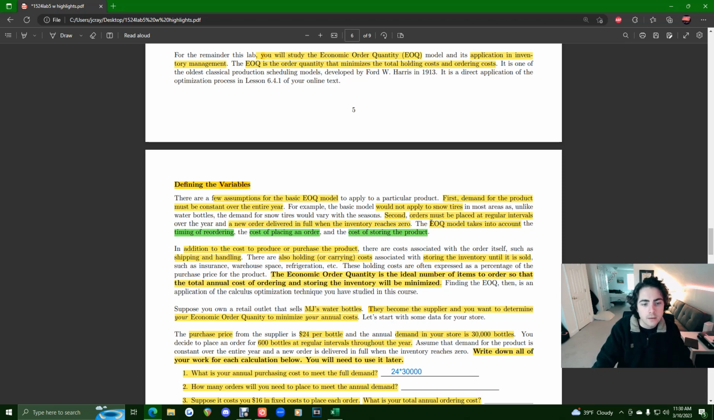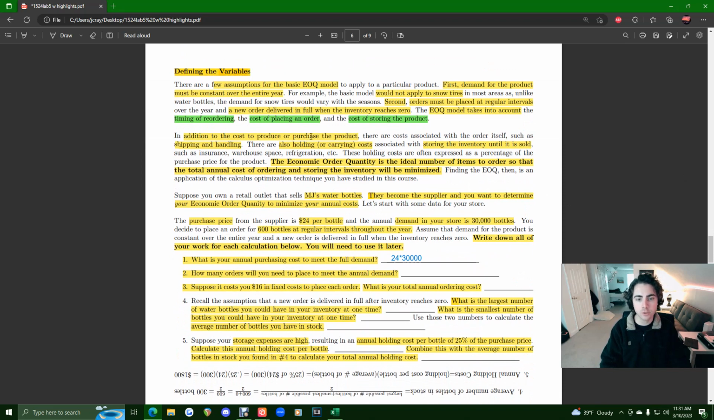Okay. EOQ takes into account time of reordering, cost of placing an order, and the cost of storing the product. In addition to the costs to produce or purchase, you have to think about shipping and handling. Also, holding costs, which is storing the inventory until it's sold. The economic order quantity is the ideal number of items to order so that the total annual cost of ordering and storing, those are the big keywords here, is at a minimum. So what's the quantity we should order so that ordering and storing costs together are minimized?